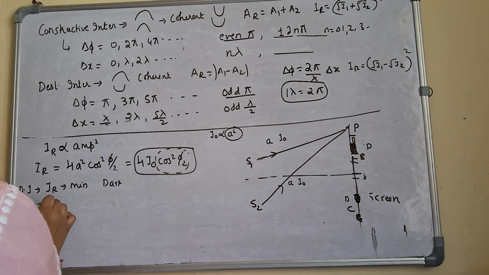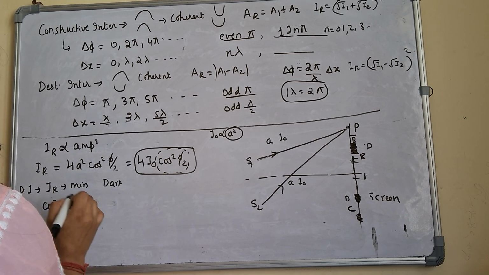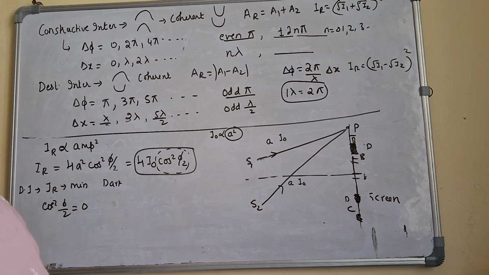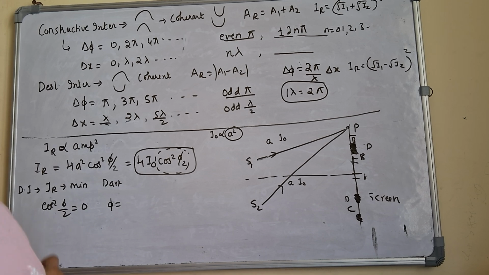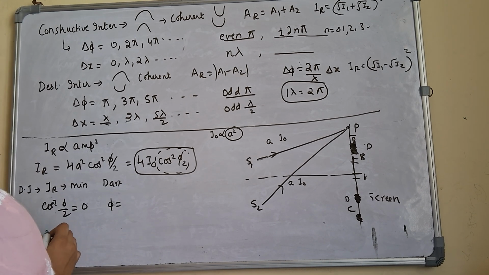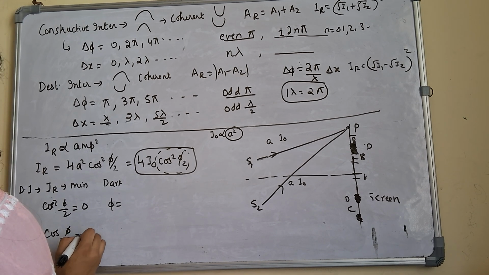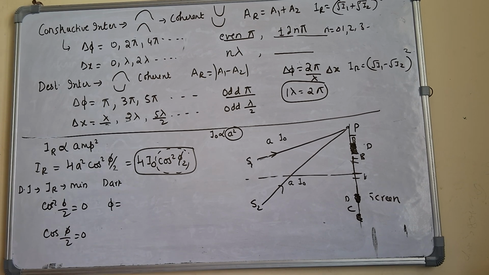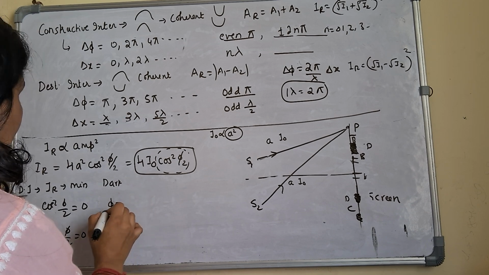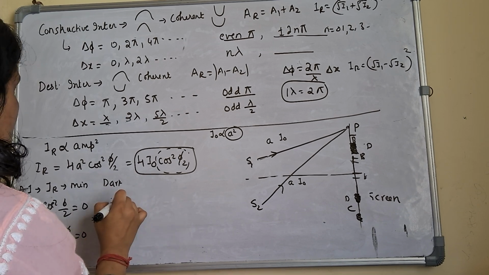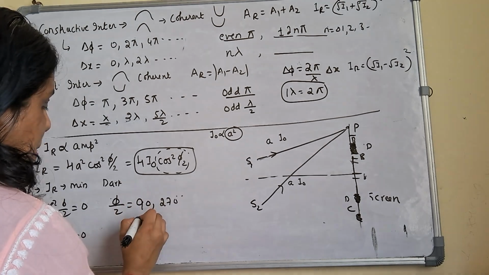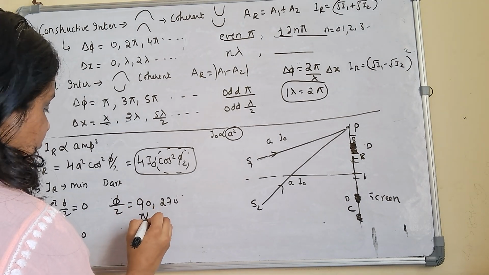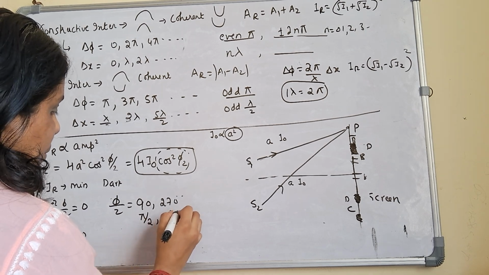So when is it minimum? Cos square pi by 2 minimum value will be 0, right? And if it is 0, what will be the value of phi? Let me say, that means if I take the square root, cos pi by 2 is also 0. So what is phi? Cos 0 starts from 90 degrees, correct? So isn't phi going to be pi by 2? Let me write. So phi by 2 will be 90 degrees, 270 degrees and so on, or it is pi by 2, 3 pi by 2 and so on.